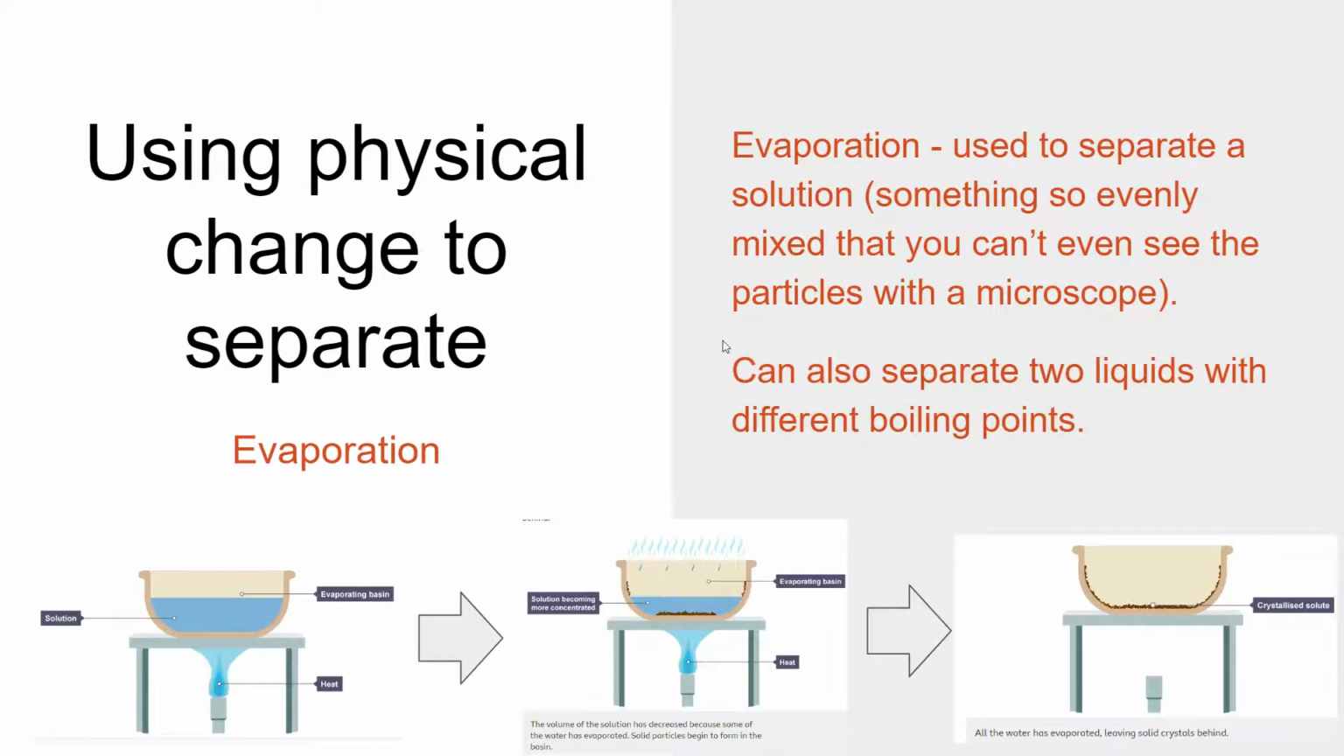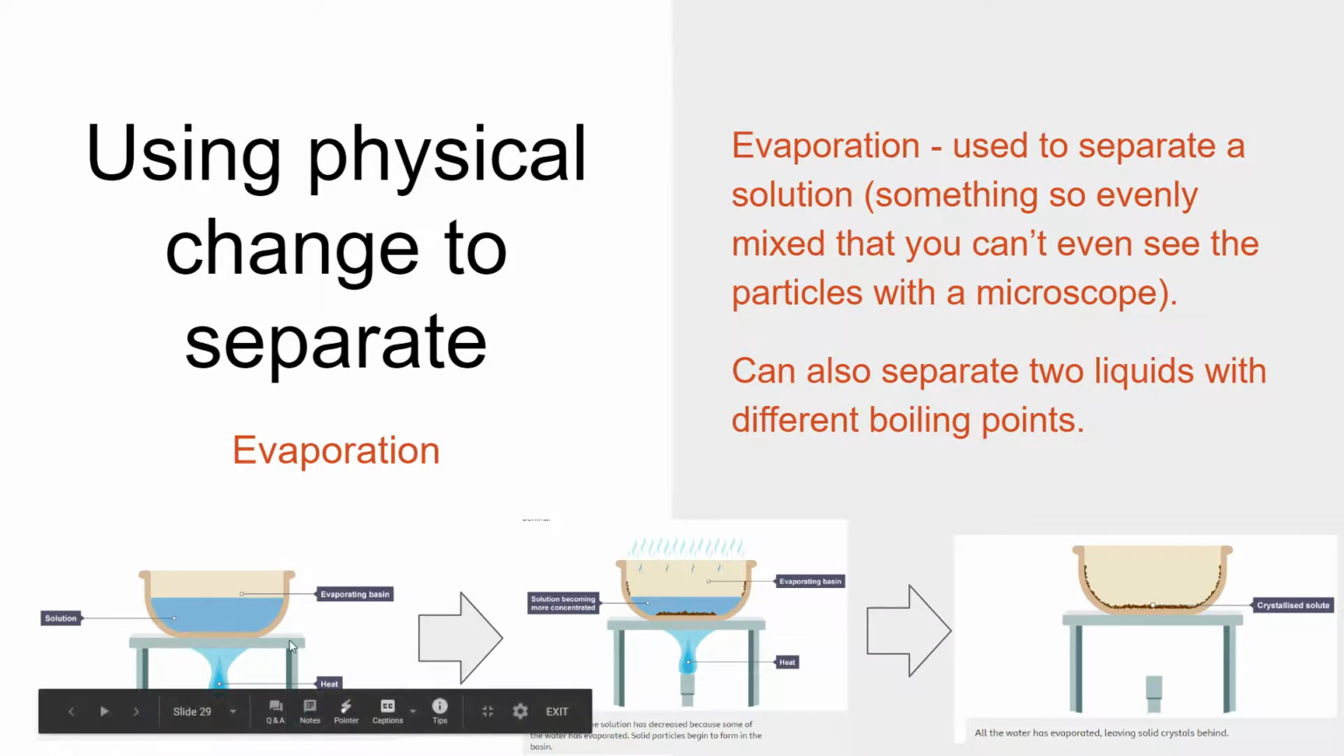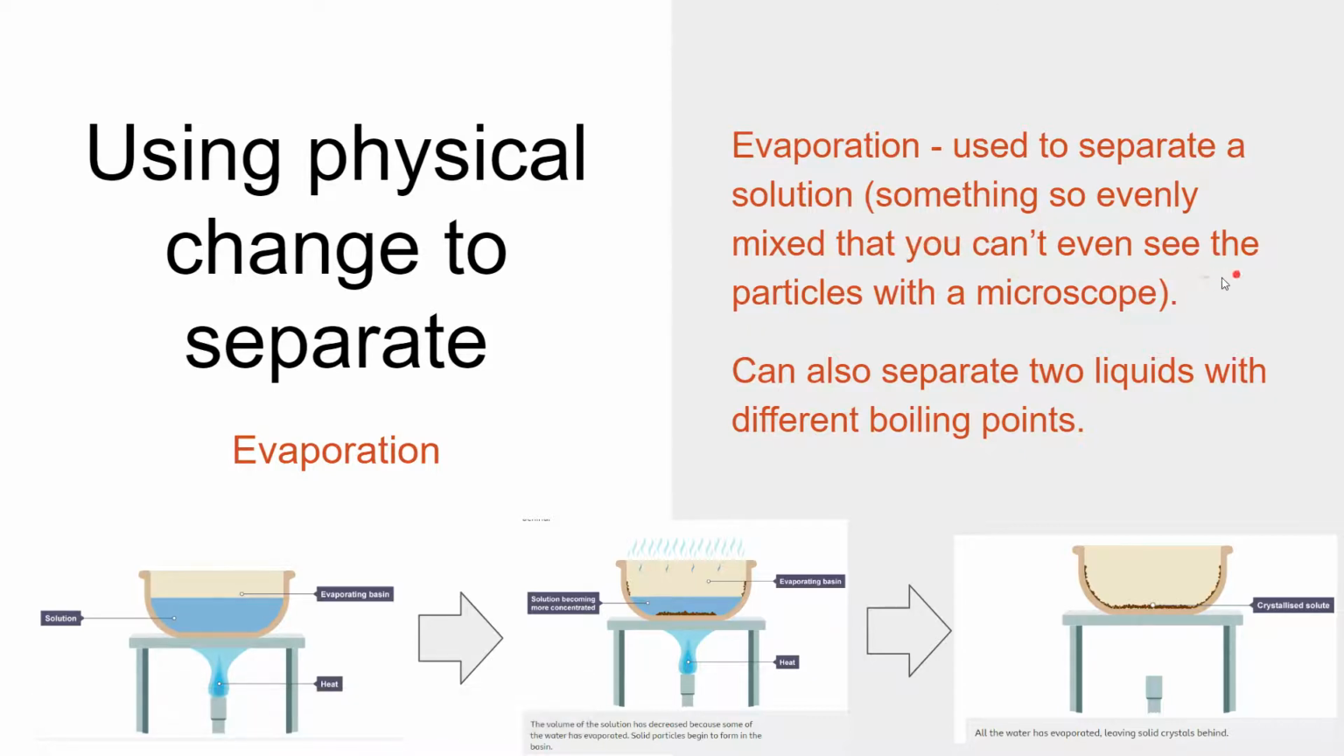You can also use physical changes to separate. All right, so here's an example. Evaporation is good because it can be used to separate a solution. So this is a solution, it's like copper 2 sulfate mixed in with water. Well, you can't filter that out because if you can see right here, you can't see anything. It all looks like one substance. That's what a solution is. A solution is when something is so evenly mixed, you can't see it with a microscope. It will pass through filter paper.